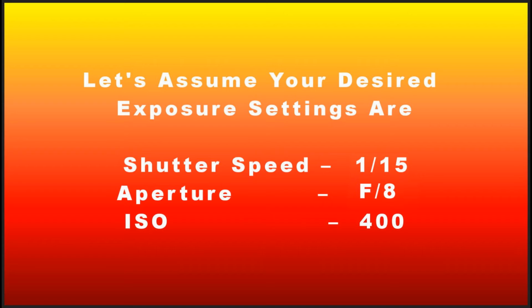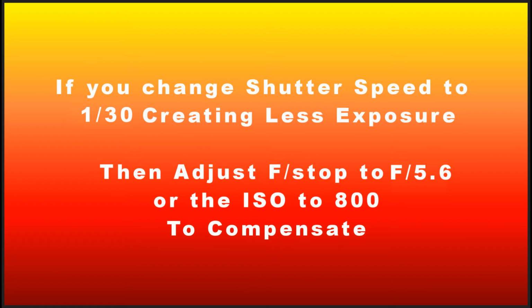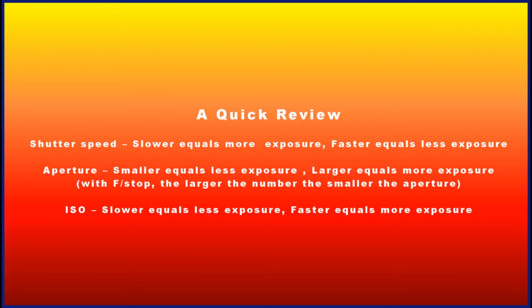So how do these work together? Well, let's assume that your desired exposure settings are a shutter speed of 1/15th, aperture of f8, and an ISO of 400. If you change the shutter speed to 1/30th of a second, thus creating less exposure, the image will go darker. So to correct your exposure, you can adjust the f-stop to f5.6, or you could have increased the ISO to 800 instead. So let's have a quick review.